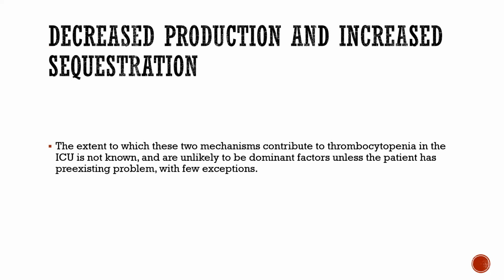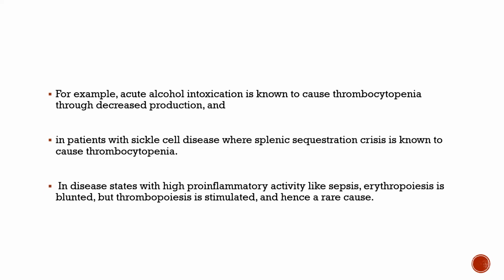Now, the decreased production and increased sequestration. The extent to which these mechanisms contribute to thrombocytopenia in ICU is not clear and they are unlikely to be dominant factors unless the patient has pre-existing problem, with few exceptions. For example, acute alcohol intoxication is known to cause thrombocytopenia through decreased production. In patients with sickle cell disease, splenic sequestration crisis is known to cause thrombocytopenia. In disease states with high pro-inflammatory activity like sepsis, erythropoiesis is blunted, but thrombopoiesis is stimulated and hence a rare cause.